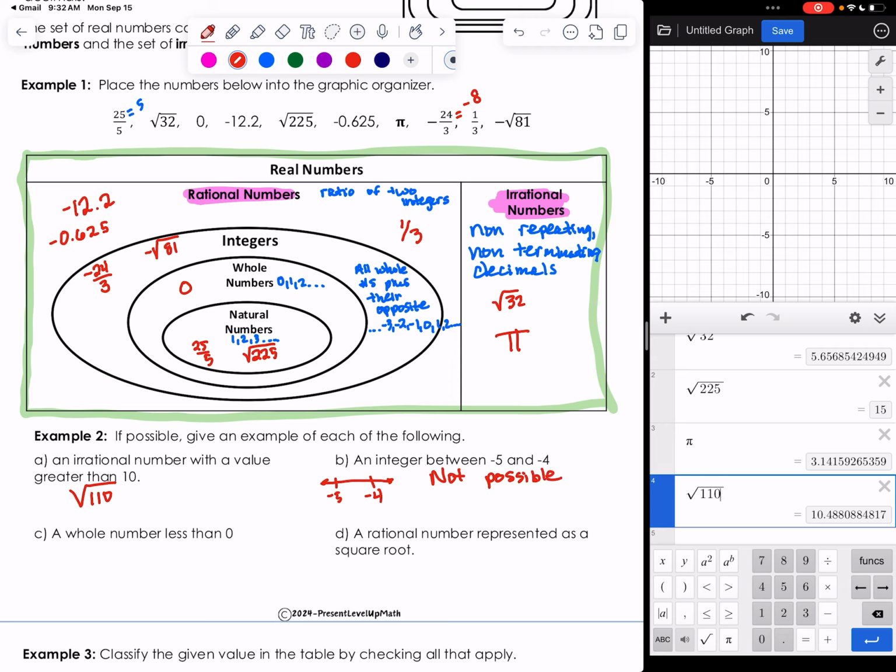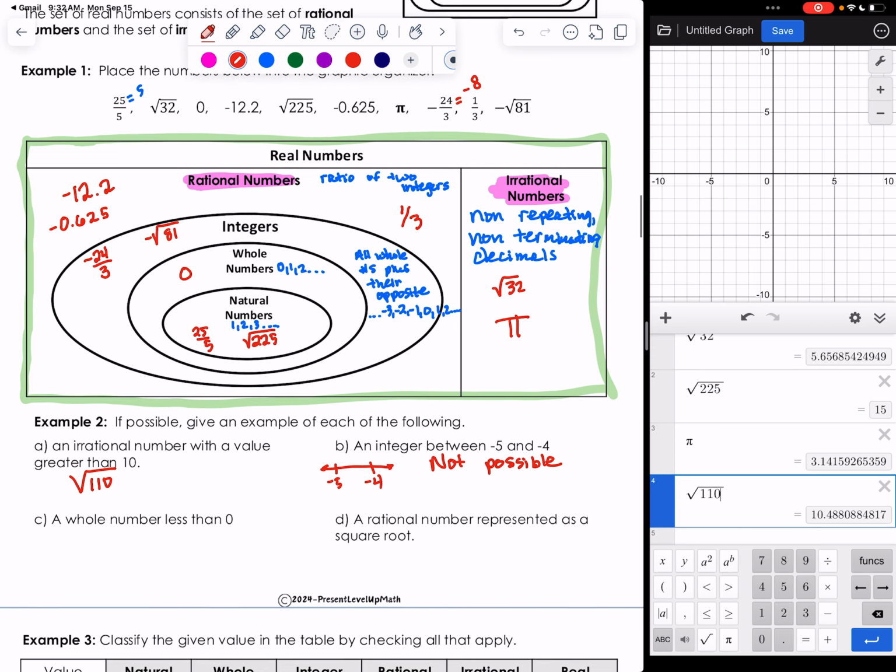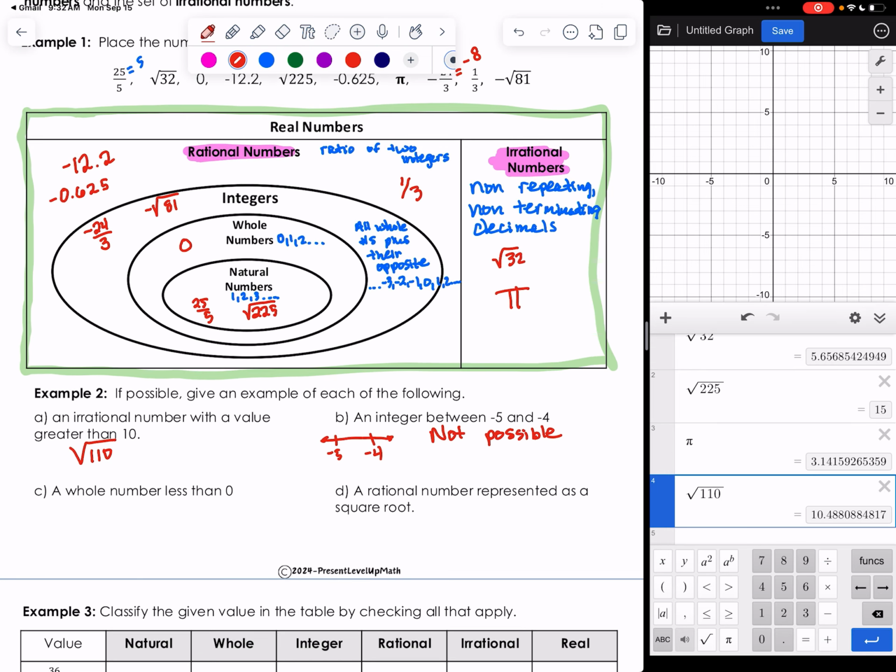Okay. Problem C, a whole number less than 0. Now look at our chart up here. Whole numbers begin with 0, so it is not possible to have a whole number that's less than 0.